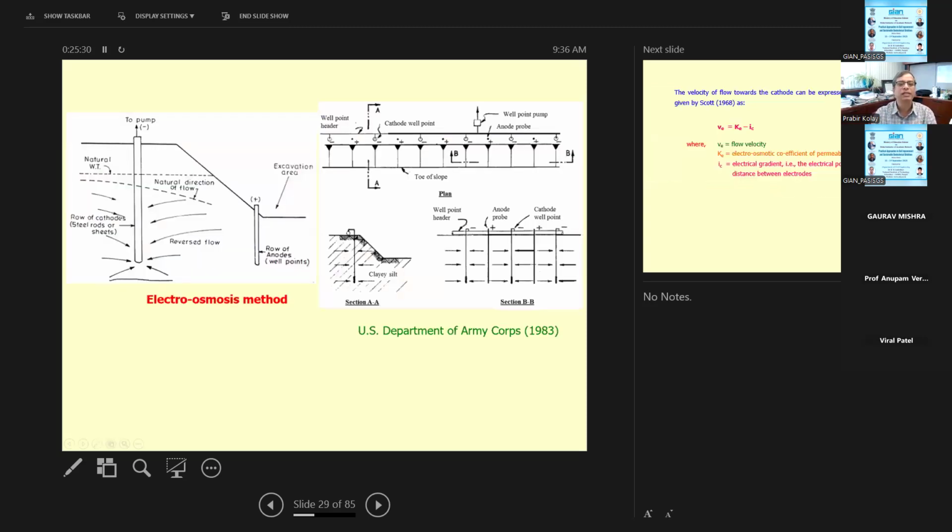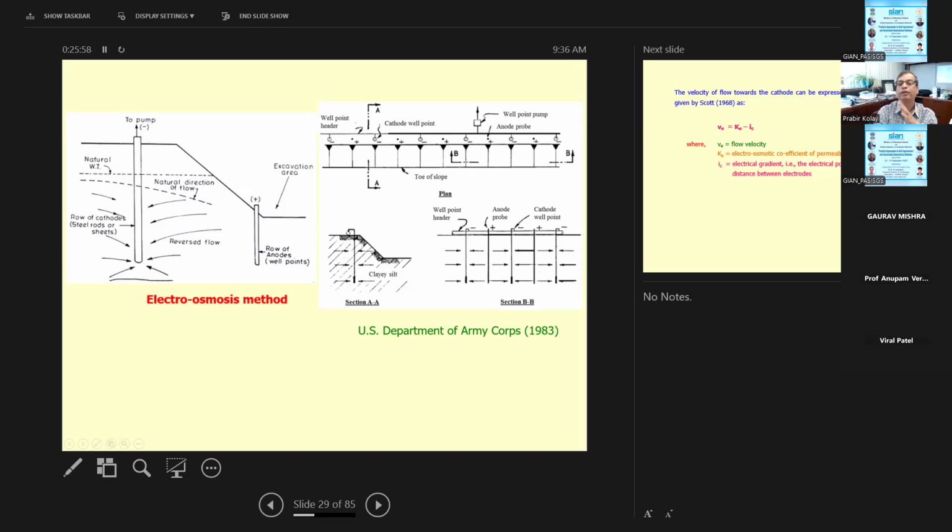This is how it looks like. So you see here, this is the pump over here. These are the well points, this is the anode, this is the cathode, and this is the initial water table. There should be a voltage difference, and then the water will go towards the cathode, and then you pump the water out.